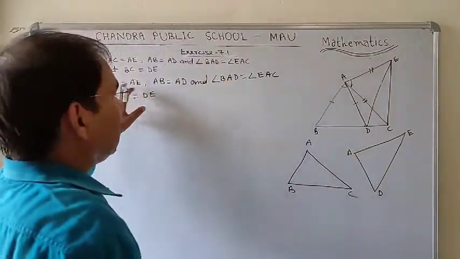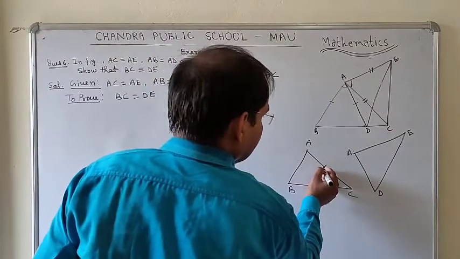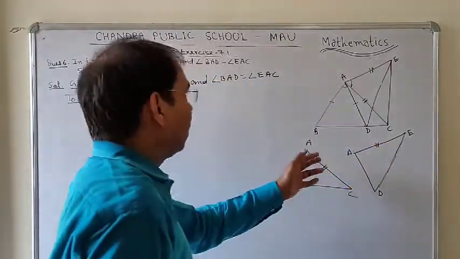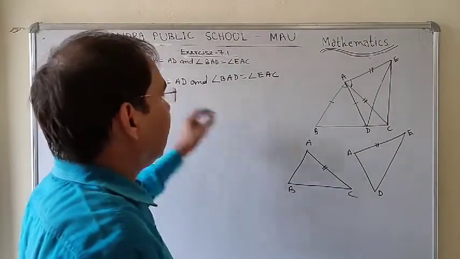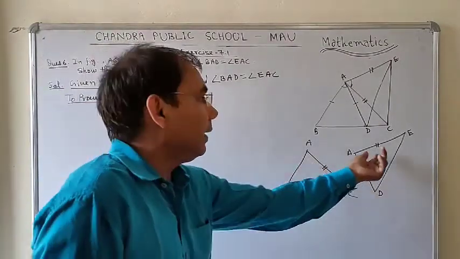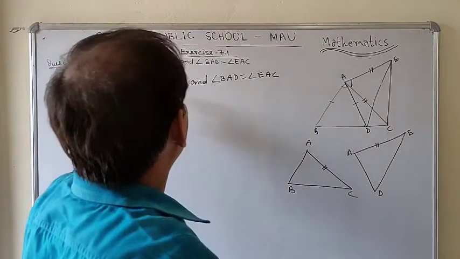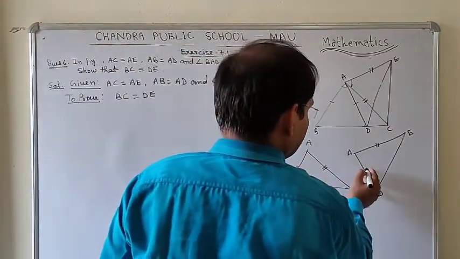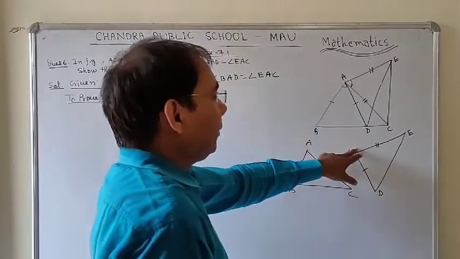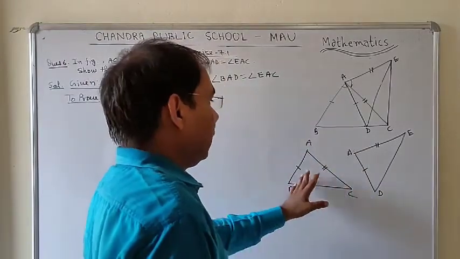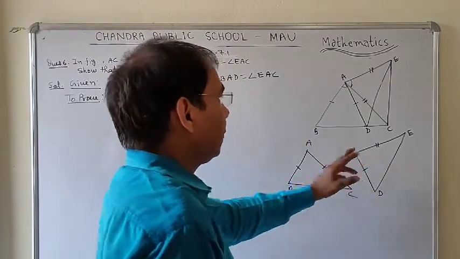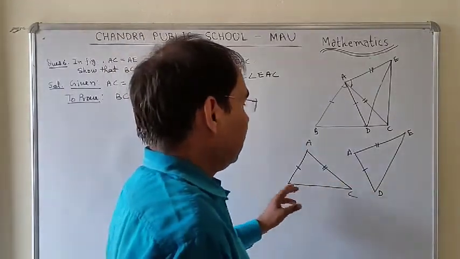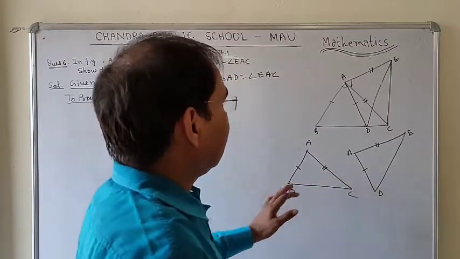Now here it is given AC equals AE. AC is in the first triangle, AE is in the second triangle. AB equals AD. It means in both triangles two sides are equal. Now it is given angle BAD. You are not going to get angle BAD in this triangle.